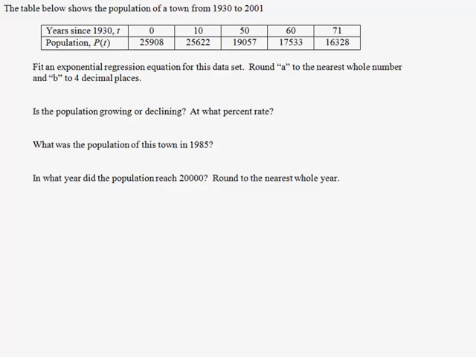Here we're given a table of data where the input variable t is the number of years since 1930, and they give me data all the way up to the year 2001. And the output is the population of some town. I am to fit an exponential regression equation to this and round a to the nearest whole number and b to 4 decimal places, and then answer some follow-up questions.